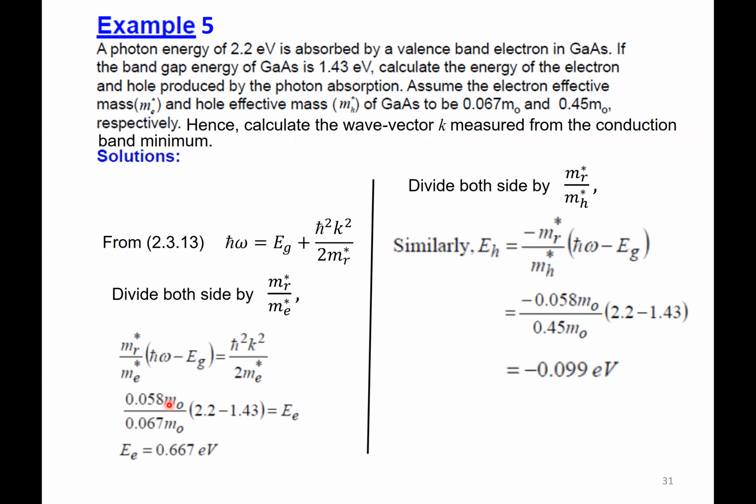Now, let us look at one example. A photon energy of 2.2 eV is absorbed by a valence band in gallium arsenide. If the band gap of the gallium arsenide is 1.43 eV, calculate the energy of the electron and hole produced by this photon absorption. Given the electron effective mass of 0.067 m0, where m0 is a free electron mass, and the hole effective mass of 0.45 m0, then calculate the wave vector k measured from the conduction band minimum.